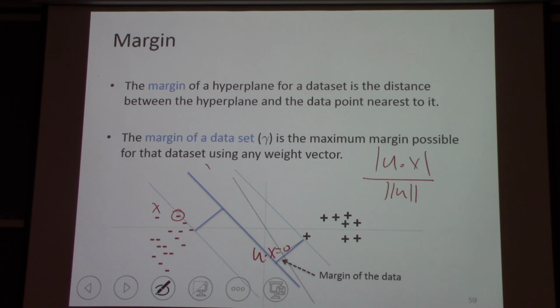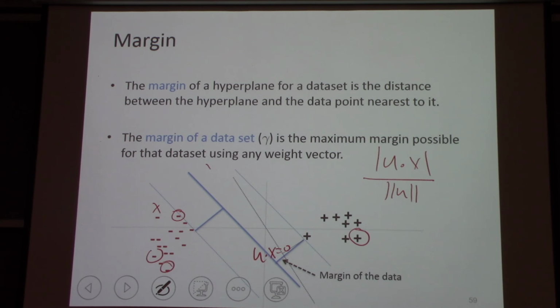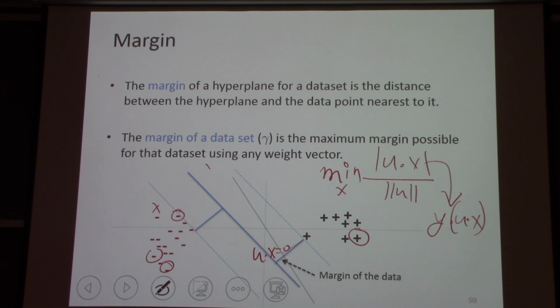By definition, the margin is the shortest such distance. For this particular hyperplane, it's the shortest distance. So you try out all possible data points and you find the min over x. But instead of the absolute value, I could just as well have replaced it with y times u dot x. Because if it's a positive example, u dot x is positive and y is positive, so it's the absolute value. If it's a negative example, u dot x is negative and y is negative, so that gives us the absolute value. In both cases, this is equivalent. So you get y times u dot x divided by the norm of u, and minimize.